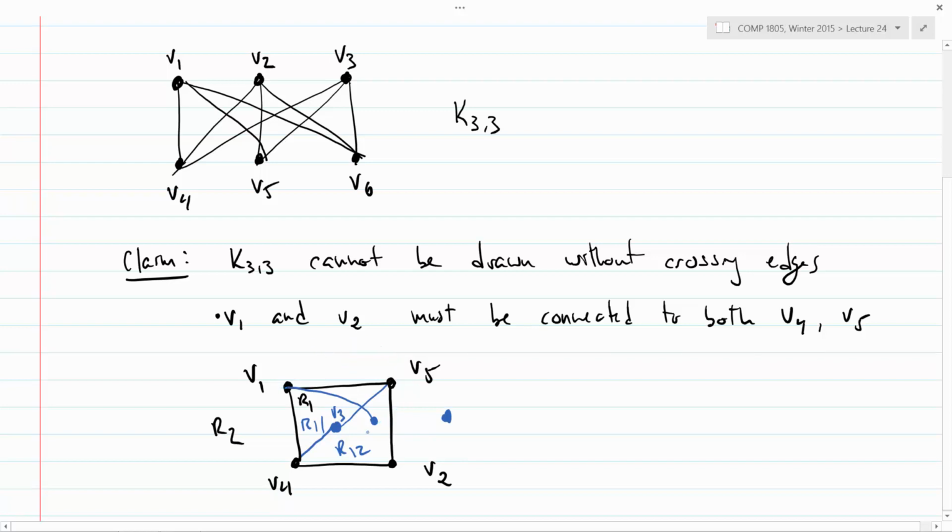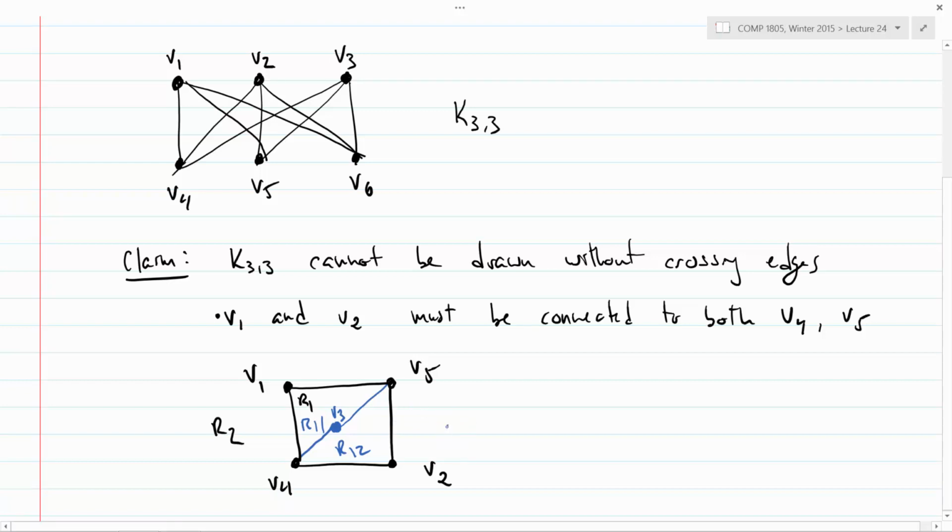So the only alternative then is if I put V6 on the outside in R2. And if I do that, well, somehow I need to connect V6 with V3. And now I have to cross a black edge to do it. There's no way around that. So again, the three places I wanted to place V6, all of them caused some kind of crossing. So that means I can't place V6 anywhere.